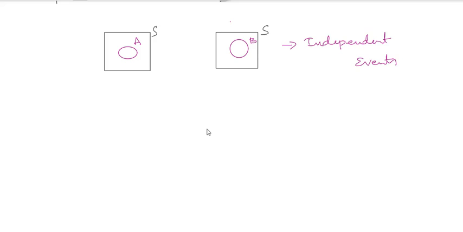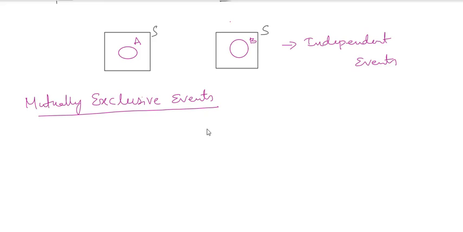Then based upon that, one more thing will be there, which is mutually exclusive events. Mutually exclusive events are also the same thing: occurrence of one event does not depend upon the occurrence of the other event, but it is in the same sample space. It is similar to independent events only. What is the independent event? Occurrence of one event does not depend upon the occurrence of the other event in the different sample space. But mutually exclusive events are in the same sample space.